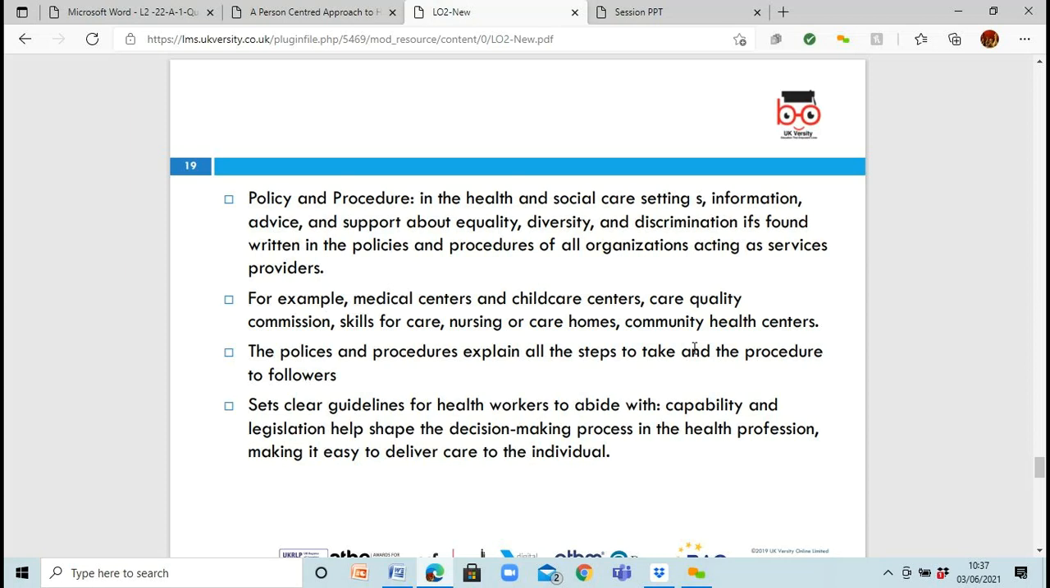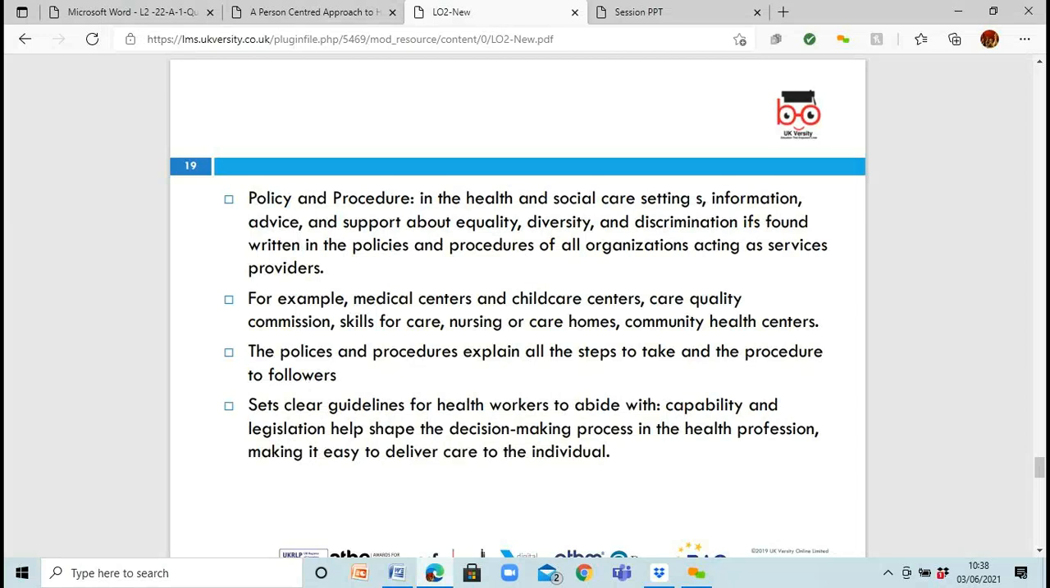So for an example of this: medical centres and childcare centres have Care Quality Commission. They've got Skills for Care. You've got nursing and care homes. You've got community health centres. You've got GPs. You've got colleges, universities. Every single place that you can think of will have a policy and procedure. You can walk into Next now for shopping, and they'll have policies and procedures in place for their employees as well. So these procedures and policies, they just explain things that need to be taken step by step.